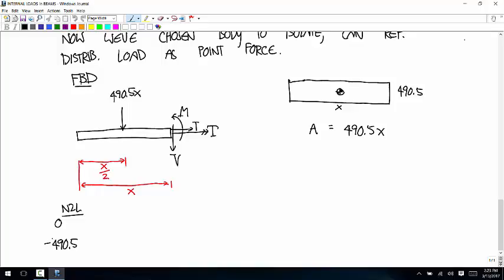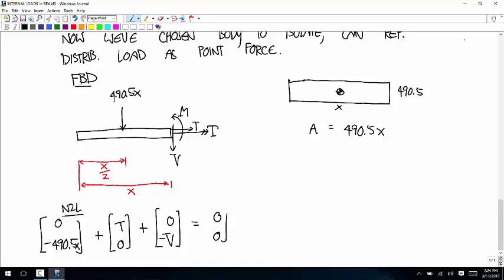Well, okay, so I'll go back to this. So this is Newton's second law. We have the force of 0, negative 490.5x, plus T, 0, plus 0, negative V, is equal to zeros. So we get that internal tension is 0. Internal shear force is negative 490.5x.